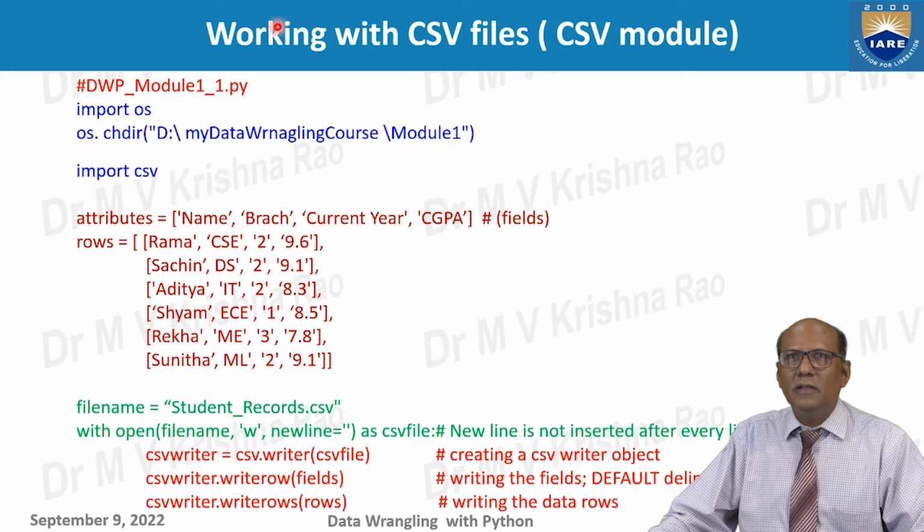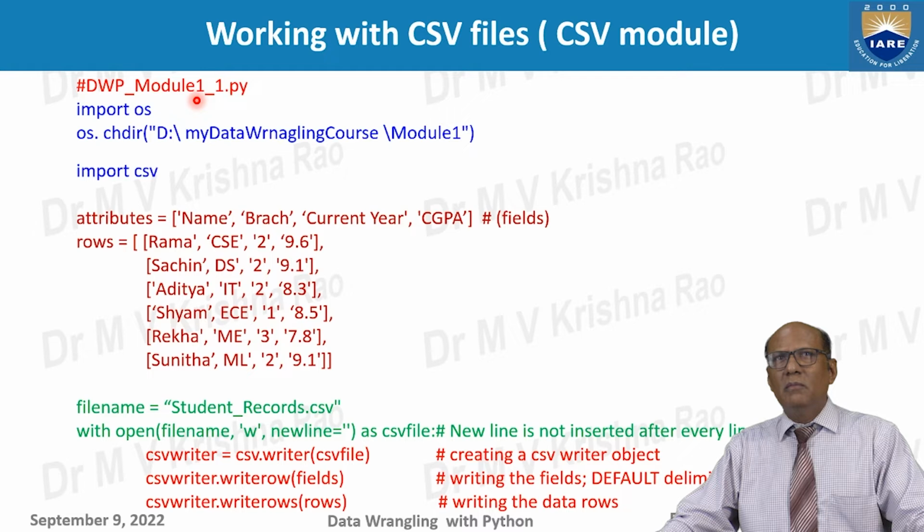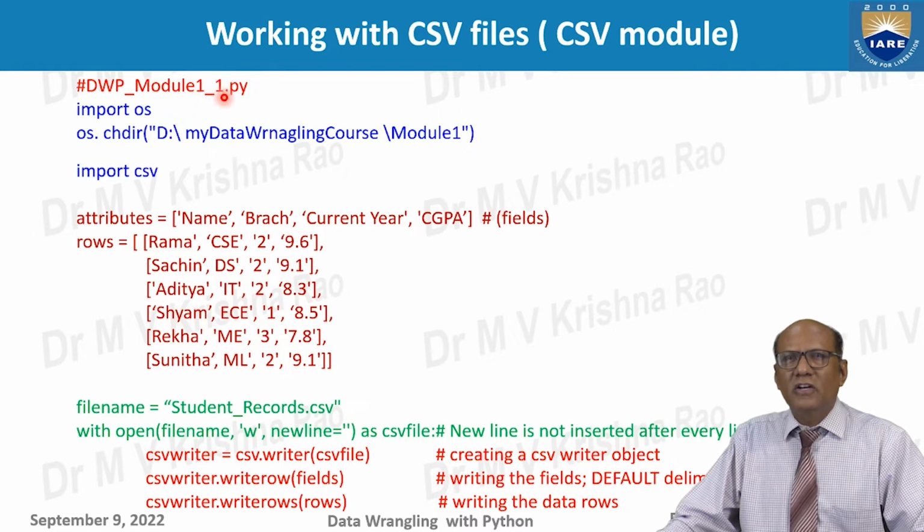Then, working with CSV files, we are using the CSV module. This is the sample Python code I am giving. The file name is DWP data wrangling for Python with Python underscore module 1, because we are in module 1. This is the first program. It is our first program. So that is what I am following in this course.